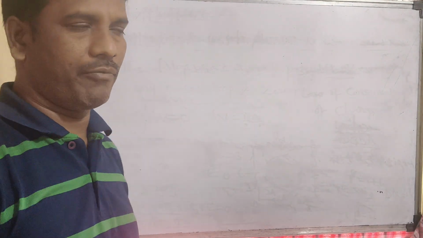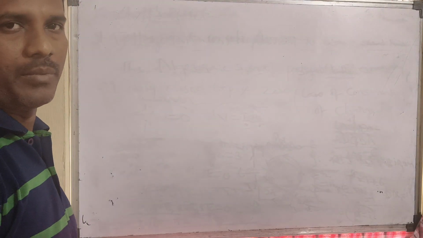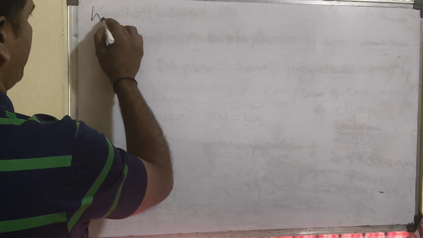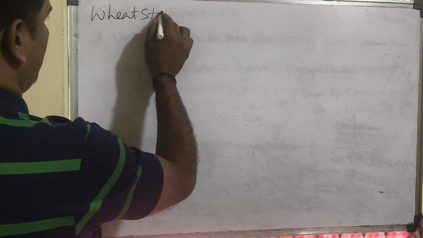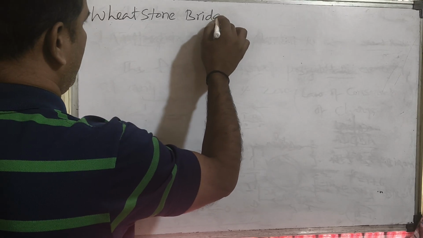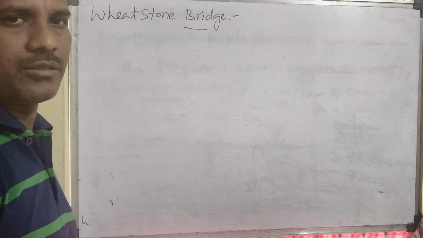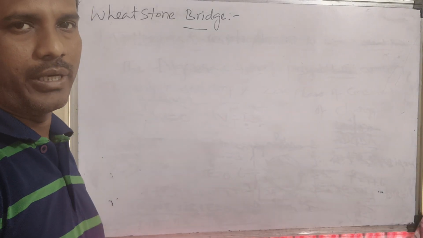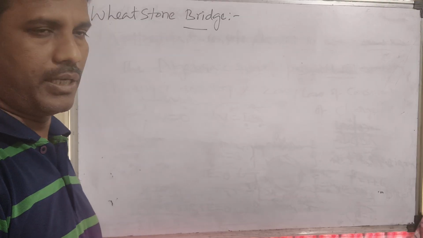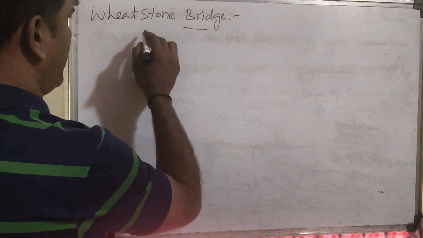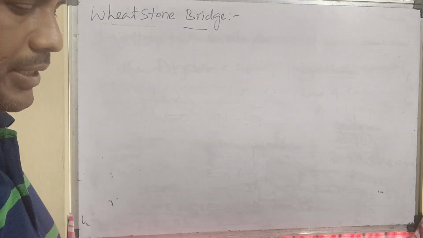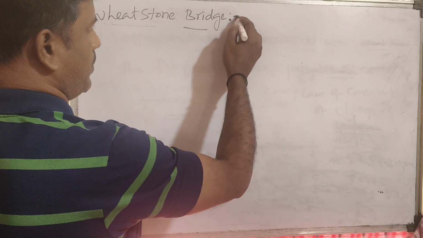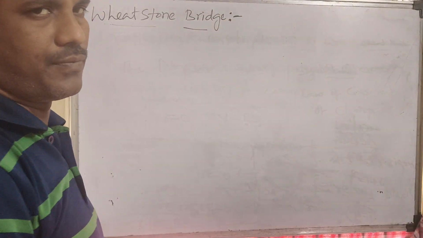Today we are going to discuss the Wheatstone Bridge principle, and at the same time, the derivation for the Wheatstone Bridge condition. The Wheatstone Bridge is used to measure, calculate, or determine the unknown resistance of a given wire. The Wheatstone Bridge has four junctions. It works on two principles, Kirchhoff's laws.